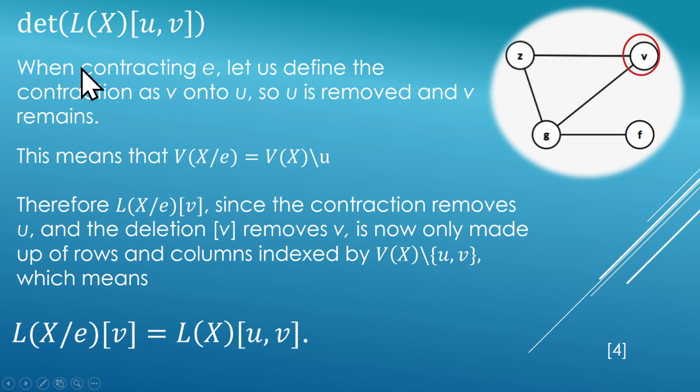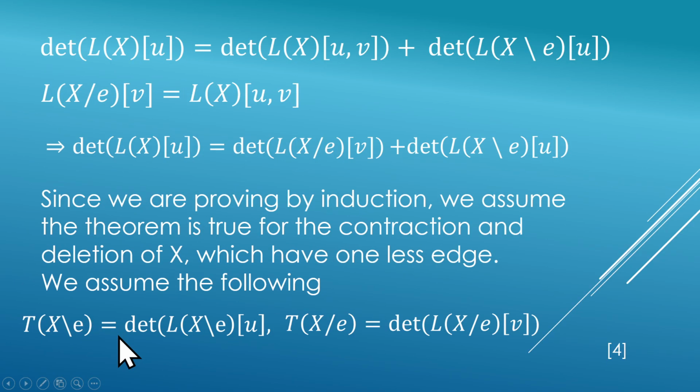And so now we'll think about how when contracting E, we're defining V is onto U. So U is removed from the vertex set. So the vertex set, if we contract E, is equal to the vertex set originally, deleting U. And so if we look at that here, if we contract E and then delete V, this removes both U and V from the Laplacian. So now we can say this, that the Laplacian when we delete U and V is equal to the Laplacian if we contract E and delete V.